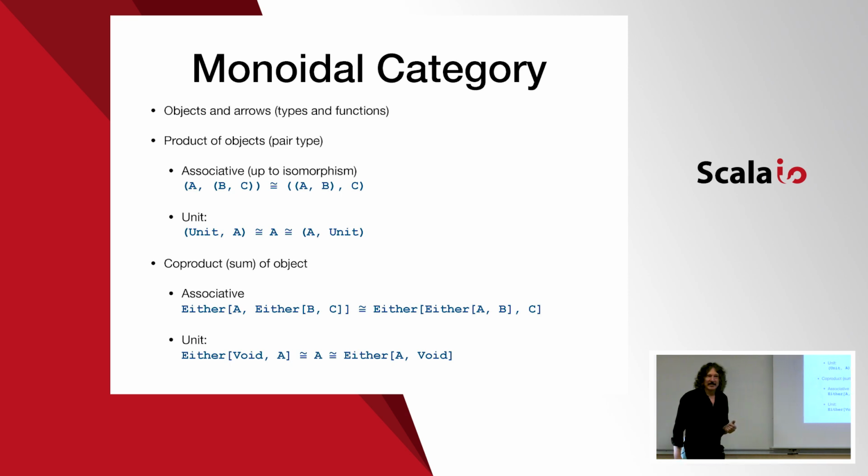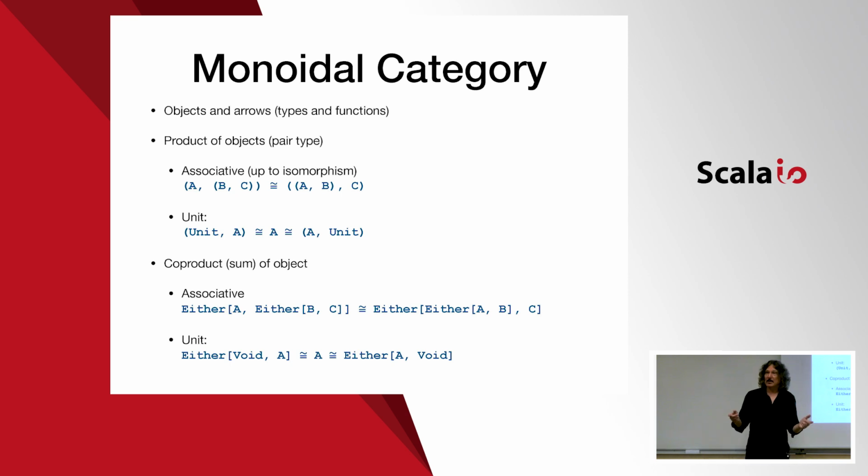Monoidal category. Wonderful thing, huh? Very simple. So I told you already everything about this monoidal category. I told you it's a category in which you have both products. For every two elements, you can create a product. And for every two elements, you can create a sum type.